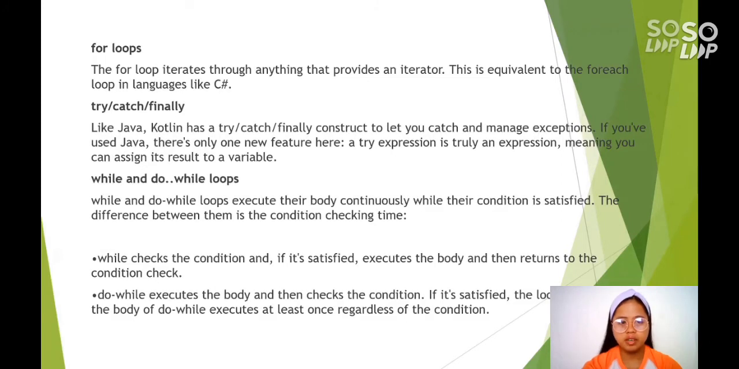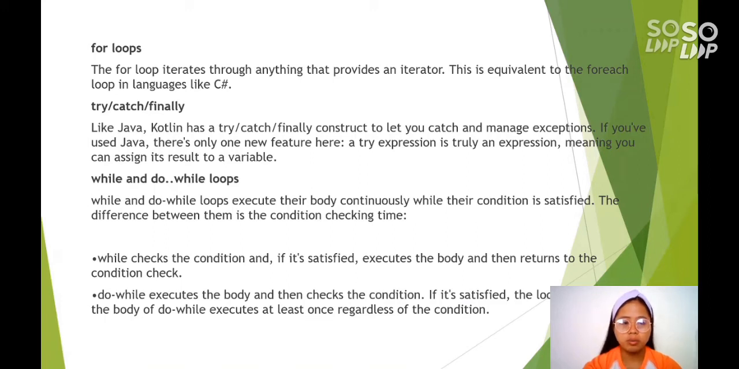For loops. The for loop iterates through anything that provides an iterator. This is equivalent to the for each loop in languages like C. Try, catch, finally. Like Java, Kotlin has a try, catch, finally construct to let you catch and manage exceptions. If you've used Java, there's only one new feature here. A try expression is truly an expression, meaning you can assign its result to a variable.